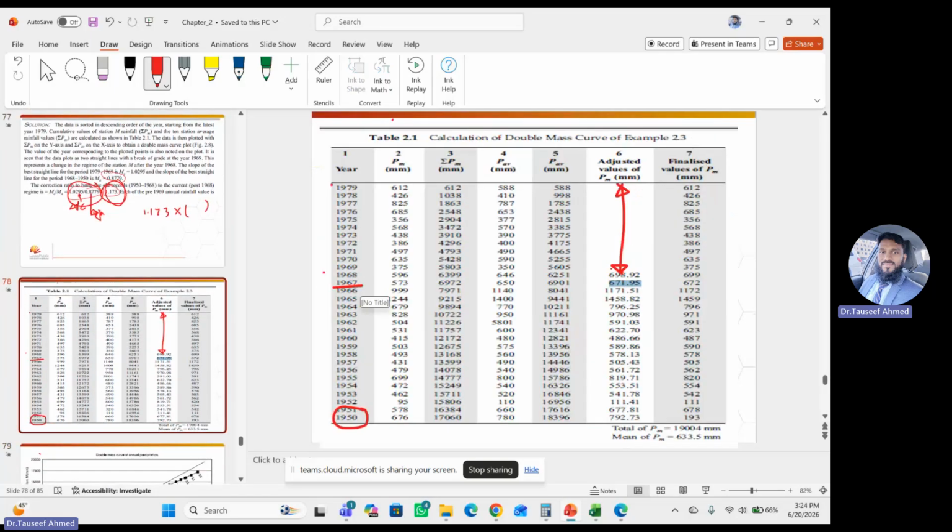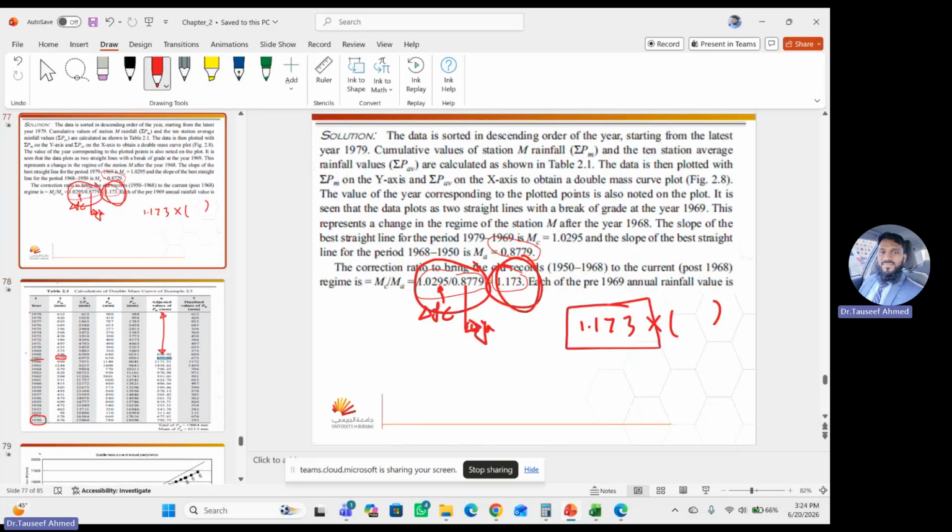So the M station reading is this one. If they multiply 573 by 1.173, if you check, 573 multiplied by 1.173, you will get the correct value. I will just show you, 1.173 multiplied by 573. It is coming 672.129. Clear?